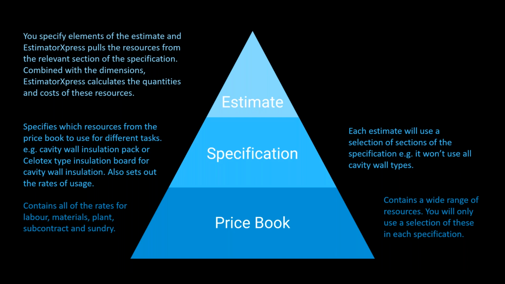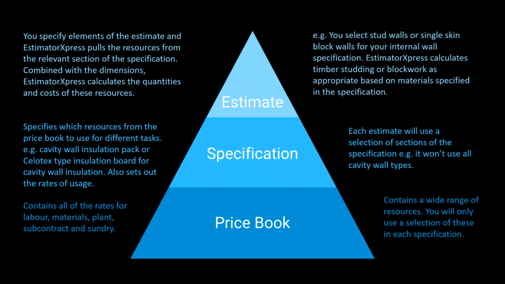And in the third session, we'll be looking at how that comes together. So the specified elements of the estimate coming in from the specification look into the price book for the resource price and description, and how that all goes together. So you select stud walls or single skin block walls for the internal wall specification. EstimatorXpress calculates the timber studding or block work as appropriate based on the materials specified in the spec.